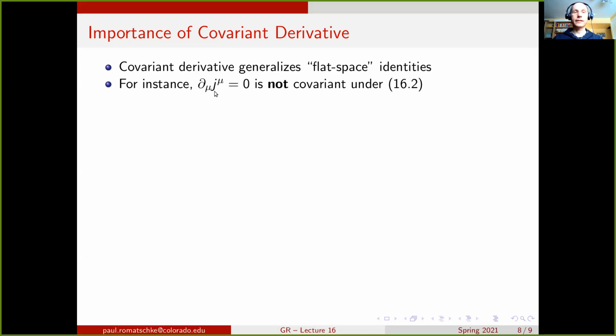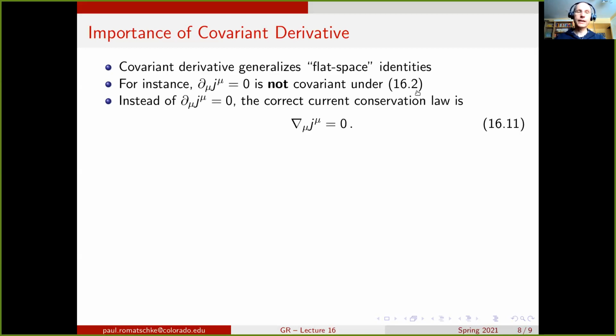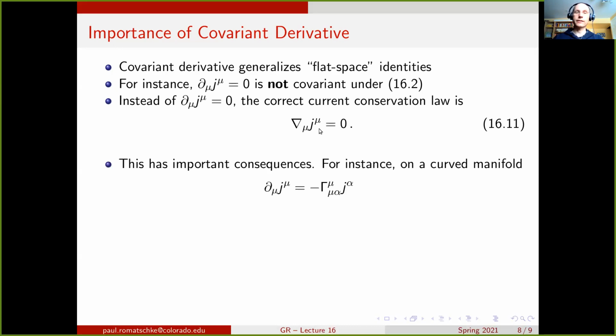However, as is clear from the previous discussion, this is not a statement that's covariant under general coordinate transformations, those that are expressed in equation 16.2. So instead, the correct conservation law for a space that is curved would be one that has the covariant derivative acting on this same vector here, not the usual derivative. This has important consequences. We can split this in terms of the usual derivative and the Christoffel symbol, and I can bring the Christoffel symbol to the right-hand side.